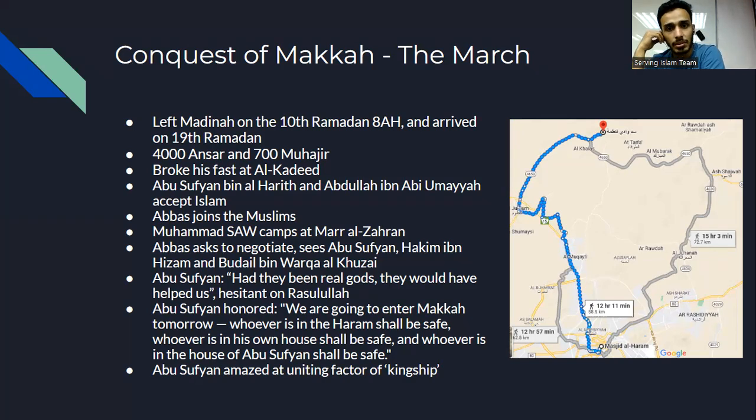So now two of the cousins of Muhammad sallallahu alaihi wasallam accept Islam, and the uncle of Muhammad sallallahu alaihi wasallam also joined the army of the Muslims. Now the Muslims are camped at Marr al-Dhahran, and Abbas asked Muhammad sallallahu alaihi wasallam to let him go to Makkah to try to negotiate, to come to some sort of settlement with the people of Makkah. Abbas goes to Makkah, and on the outskirts he sees Abu Sufyan, Abu Sufyan bin Harb, the leader of Makkah, and Hakim bin Hizam.